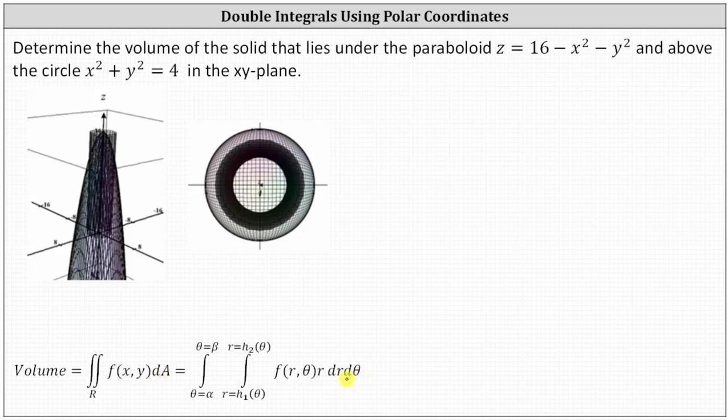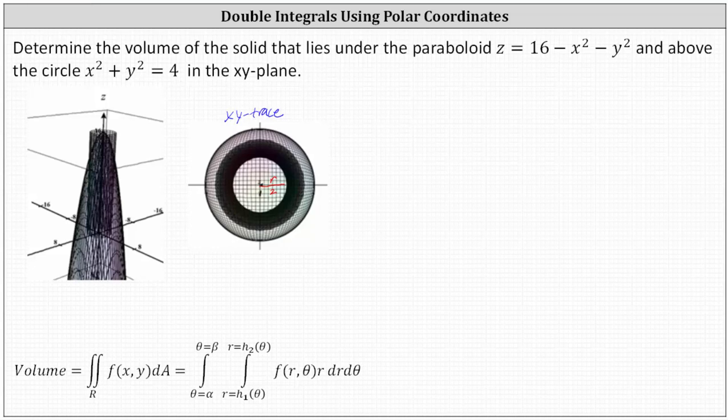And of course, we also have to write the function f of x comma y as a function of r and theta. If we look down on the xy plane, we would see this view here, which is the xy trace, given by the equation x squared plus y squared equals 4. So we have a circle with a radius of 2, and this is the region R.